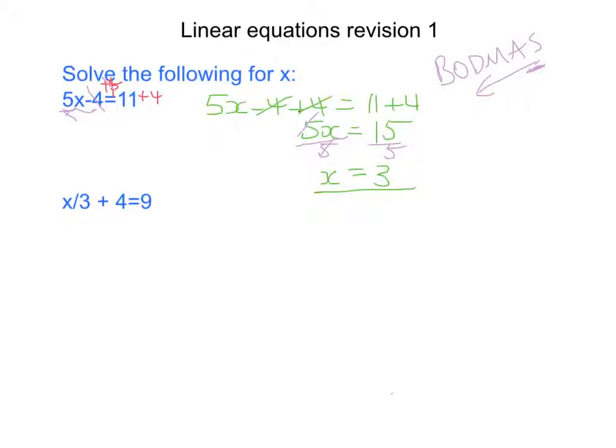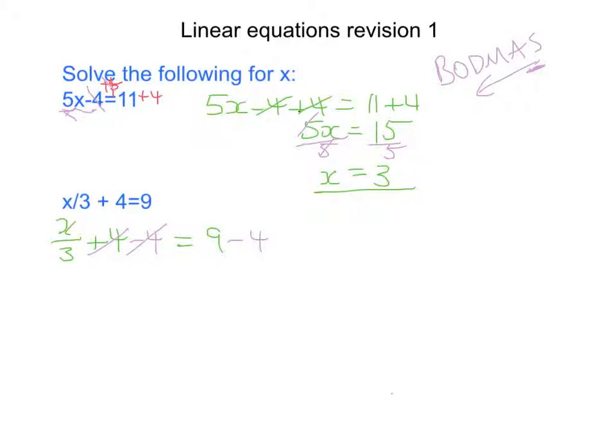For the second question, we have x divided by 3 plus 4 is equal to 9. Same thing, we have joined onto the x a divide, and there's also a plus 4. So in our BODMAS backwards, we need to deal with the plus before we deal with the divide. So I'll rewrite this one again. We've got x over 3 plus 4. Then we need to take away 4 from both sides, equals 9. And we're taking away 4 again from that side.